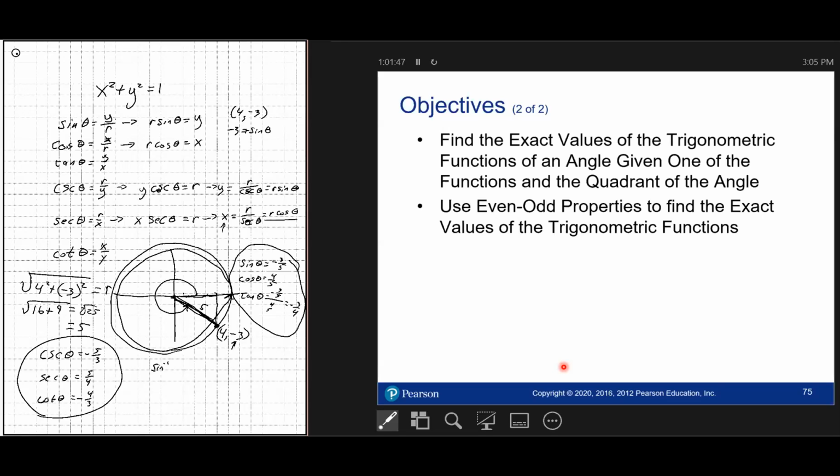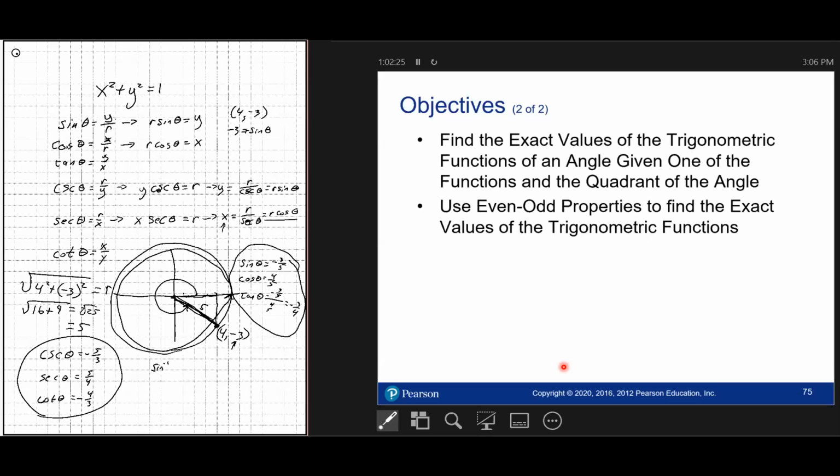All right, if you remember from college algebra, functions can be even or odd or neither, and those properties hold. Well, the basic trig functions are either even or odd. They either have symmetry with respect to the y-axis, or they have symmetry with respect to the origin.